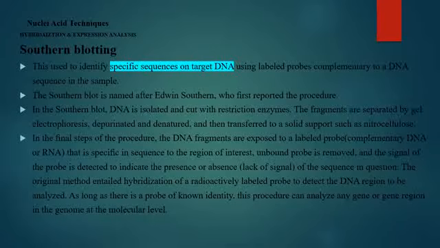So let's first talk about the southern blotting. It's southern blotting, please. Now this is used to identify specific sequences on target DNA, using labeled probes which are complementary to a DNA sequence in the sample. Now this is named after Edwin Southern, who was the first to report the procedure.